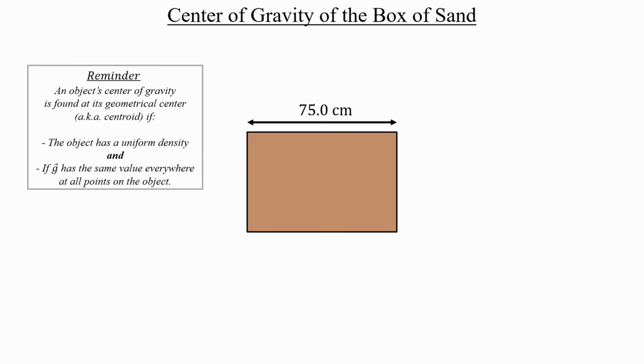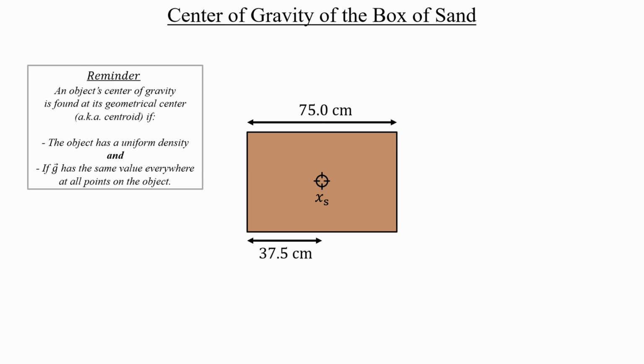We already know that the location of the center of gravity will be found right in the very middle of the box, at a horizontal extent of 37.5 centimeters from the left end. We don't have enough information about the height of the box to find the vertical extent of the center of gravity position, but thankfully, we don't care. It's not useful to us in this situation. We're only interested in the x position of where that might be.